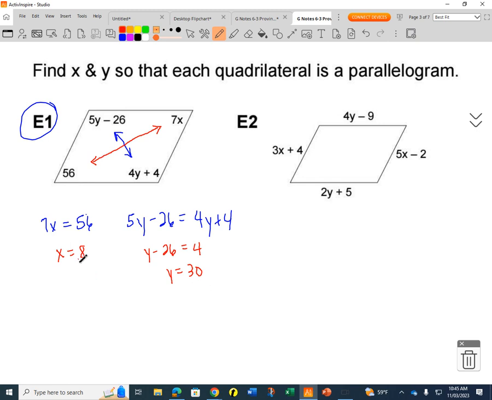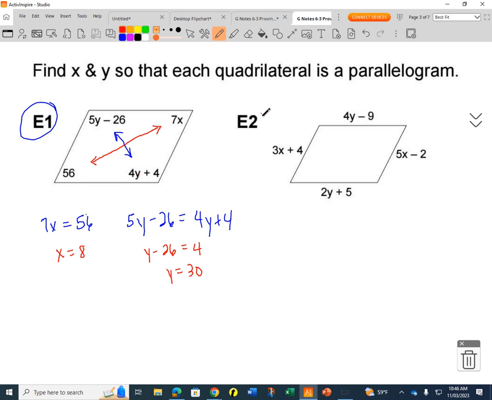So when x is 8 and y is 30, those are the only values that we can plug into these expressions to make this a parallelogram. If we use 7 and 30, this would not be a parallelogram because the opposite angles would not necessarily be congruent, because both pairs have to be congruent. If this were 7, then this angle would be 49, this angle would be 56. They would not be congruent, right? That's what we're doing. Does that make sense, Tommy?